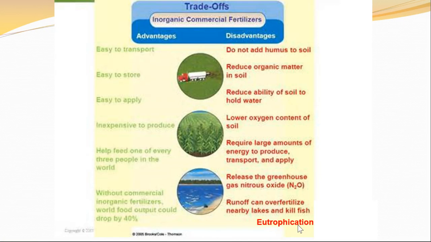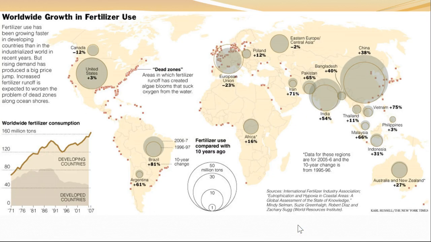We need fertilizers, plants need it, and we have to apply it. Typically, we use inorganic commercial fertilizers because they are easy to transport, easy to store, easy to apply, and they are extremely effective, right? The disadvantages are they don't add anything to the soil. They can actually damage soil in many ways. They cause eutrophication, and they need lots of energy to produce, right? Because remember, you have to mine that phosphorus, for instance. So all kinds of issues with that.